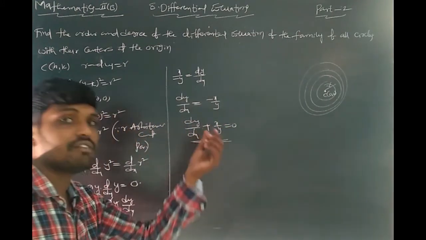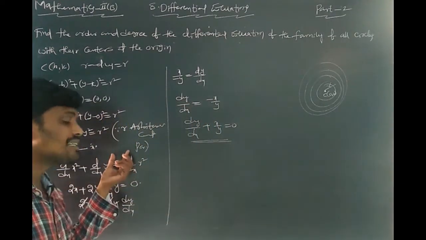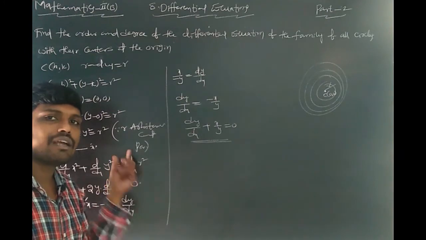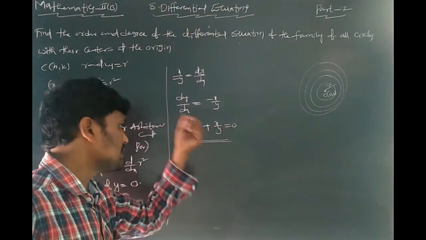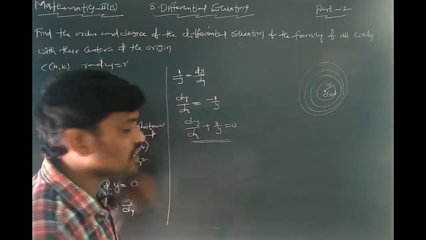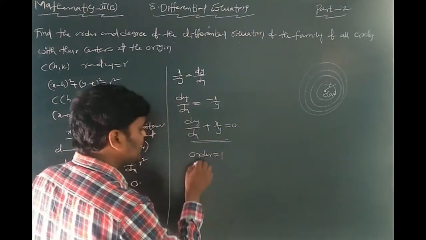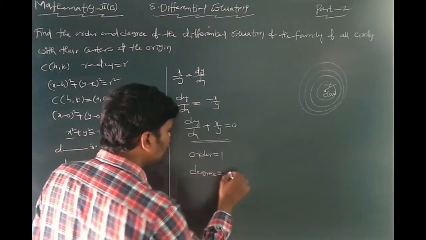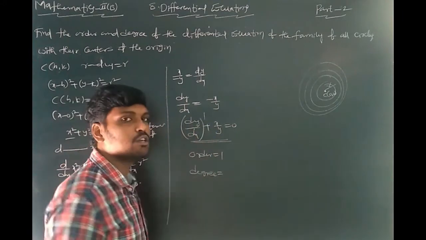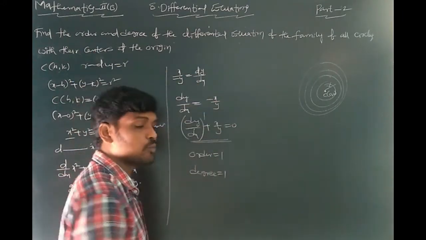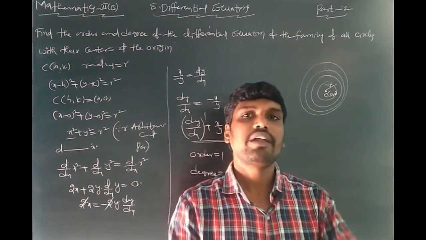In this differential equation, the arbitrary constant is not there. Why? Because by differentiating one arbitrary constant one time, you can eliminate that arbitrary constant. In this differential equation, the order is 1. Degree is the power of the highest order derivative, and that is also 1. In this way, you can find the differential equation for a family of different curves.